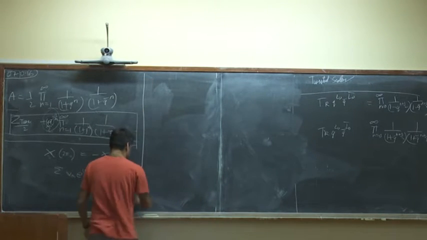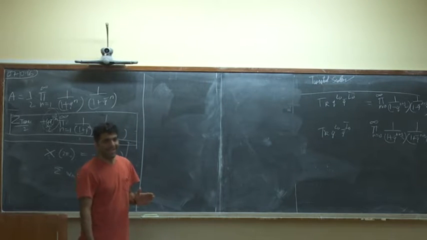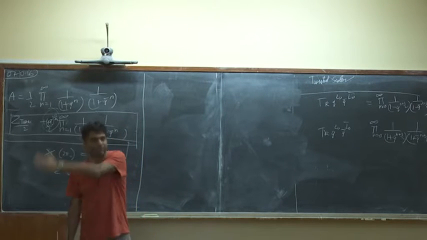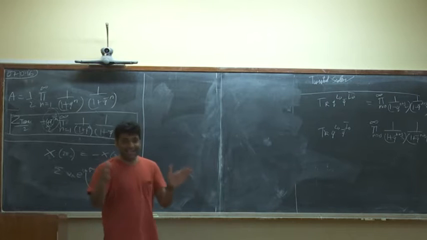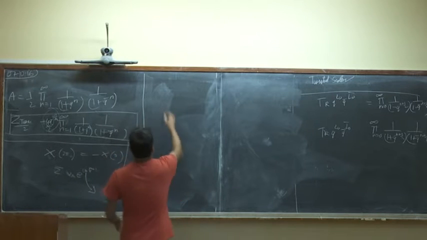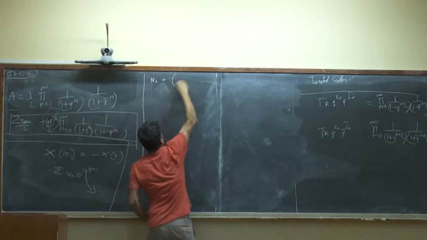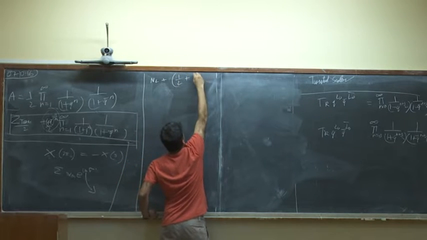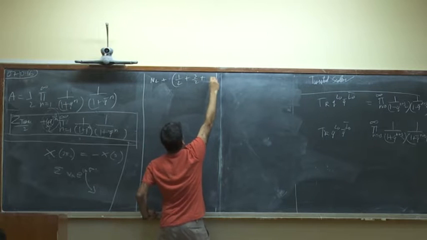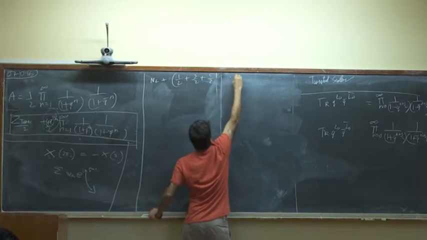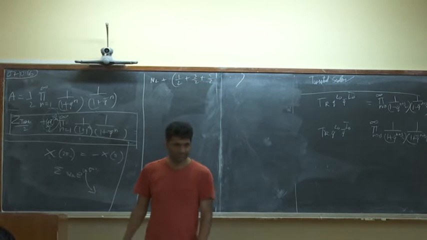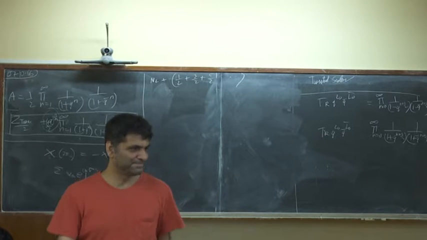In the regular bosonic string, what spectrum did we have? We had energies 1, 2, 3, 4. So NL would be replaced by NL plus 1 by 2 plus 3 by 2 plus 5 by 2 and so on. That's all.